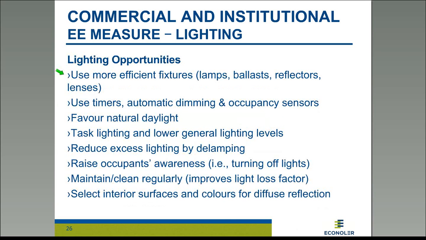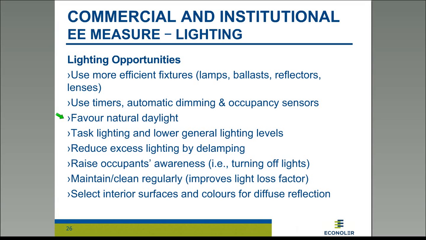In terms of lighting opportunities, most people are probably aware of this simple approach: use more efficient fixtures, lamps, ballasts, and reflectors. You have to consider the four components individually and as a system to achieve the highest efficiency for your lighting system. Use timers, automatic dimming, occupancy sensors. Natural daylight is becoming very popular, so how to favor daylight to reduce artificial lighting, especially near the windows, or using light pipes.